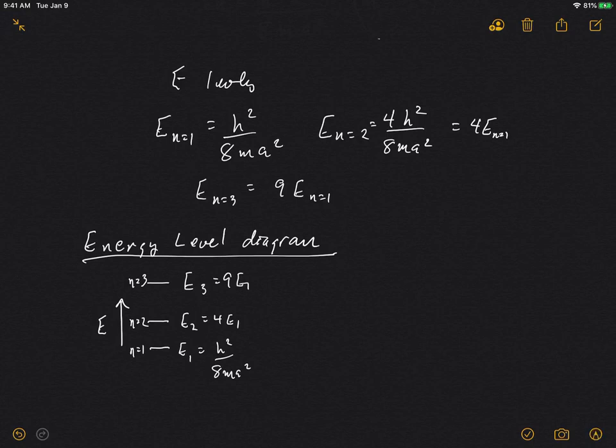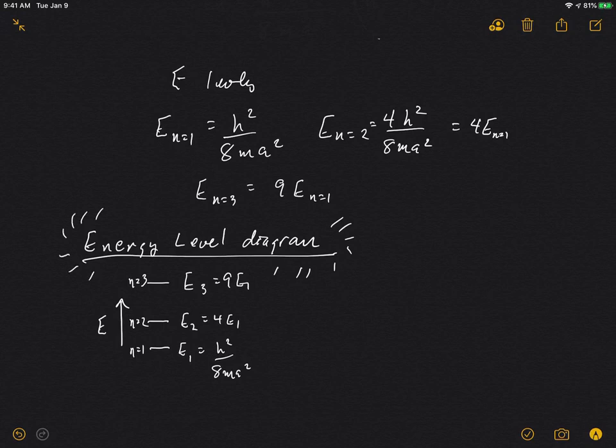I didn't get the spacing exactly right here, but basically you would end up with a spacing between these rungs on this ladder. Between n equals 1 and 2, we'd have a difference of 3 E1. Between n equals 2 and n equals 3, we have a difference of 5 times E1. So the spacing between the rungs on the ladder goes up. So this is an energy level diagram.